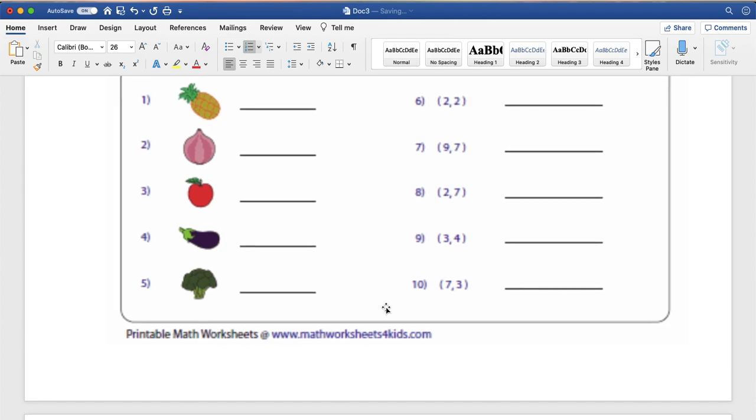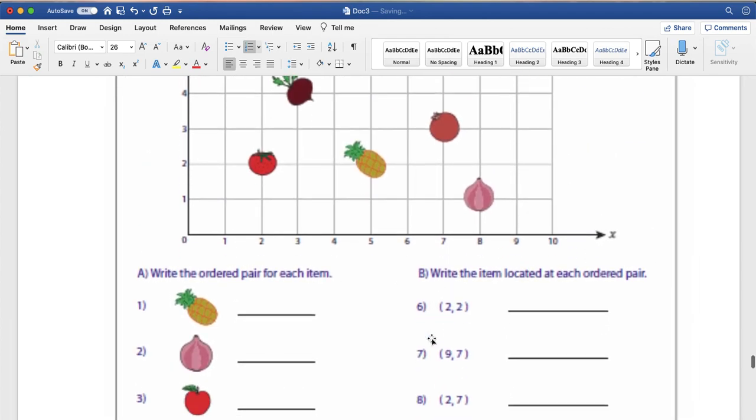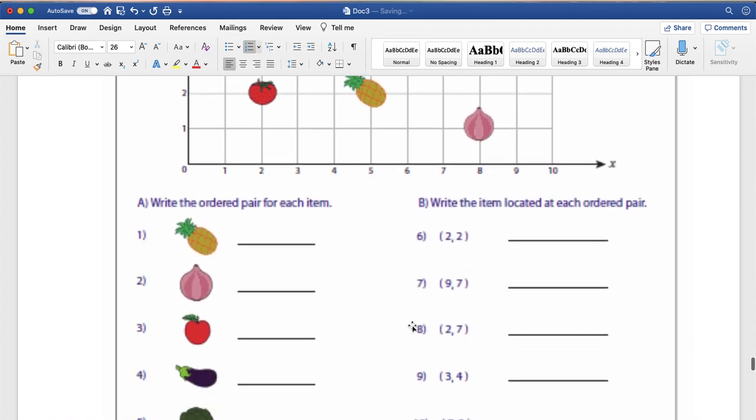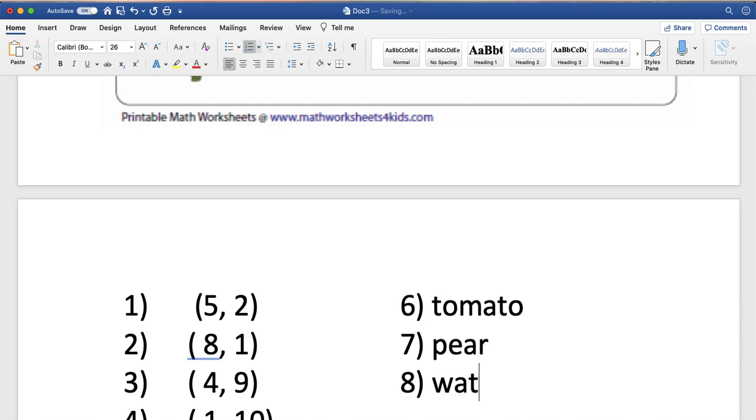Now my next one says run across 2 spots, and start off at my origin: 1, 2. Okay, got it. Now I need to jump up 7 times: 1, 2, 3, 4, 5, 6, 7. I end right over here. That looks like my watermelon. So we'll just put watermelon.